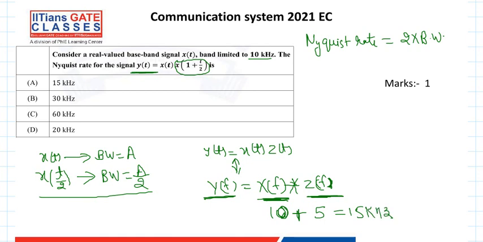Now in that case, the Nyquist rate will be twice the bandwidth. So 2 into bandwidth is 15 kilohertz, giving 30 kilohertz. So the Nyquist rate will be 30 kilohertz. So this will be the correct answer.